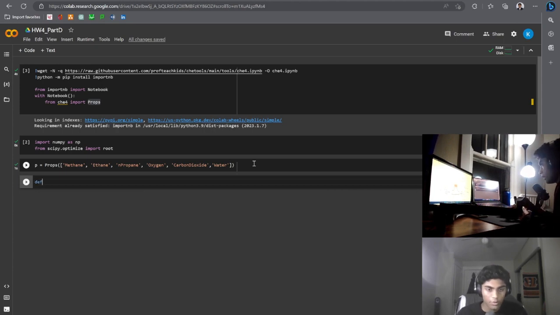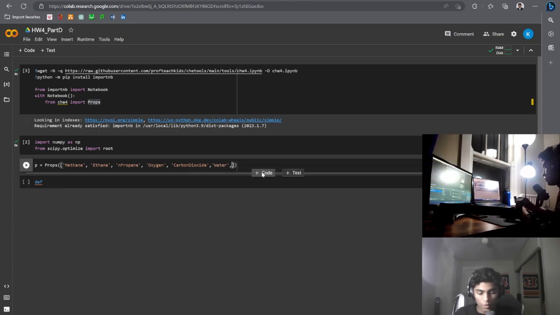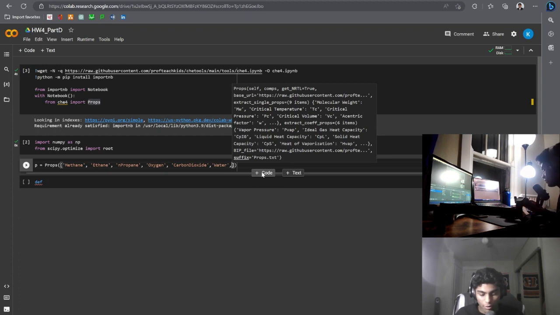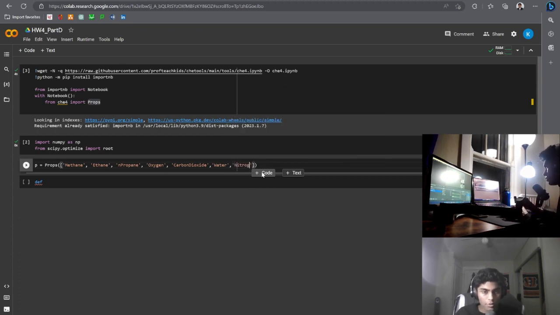And what we're going to do now is define our functions to calculate a couple of things here. One more thing I missed. We also have nitrogen in air, of course. So nitrogen. And now we should be good to go.